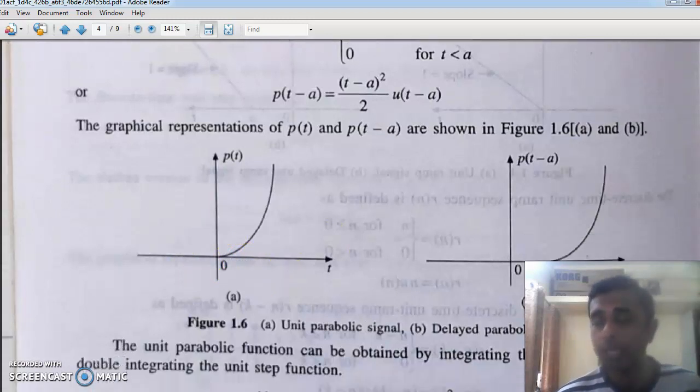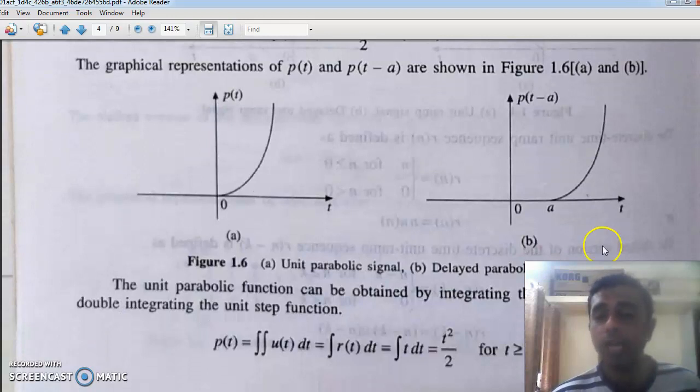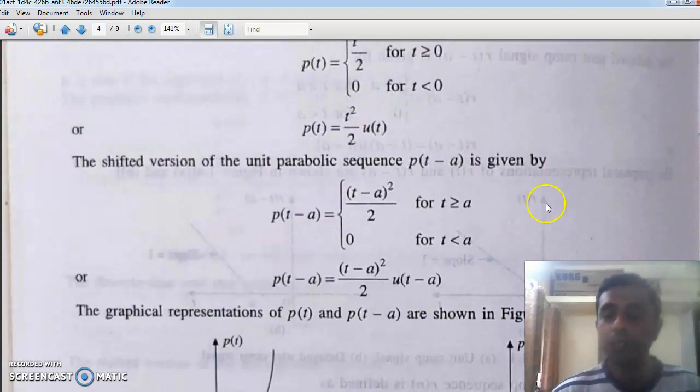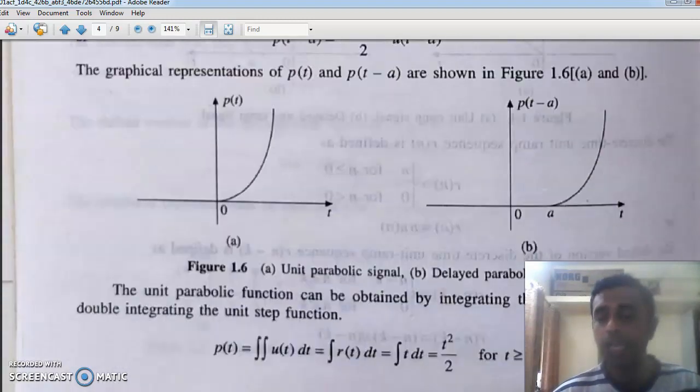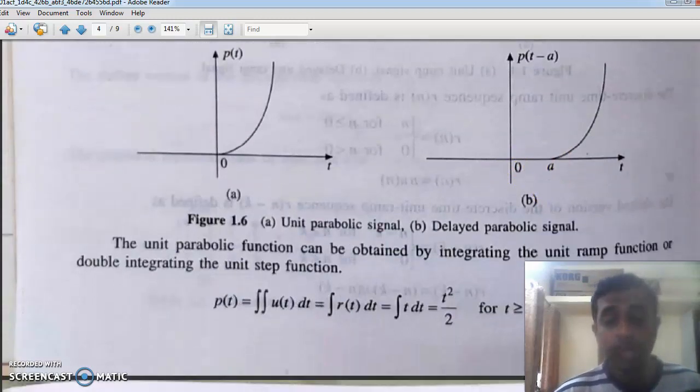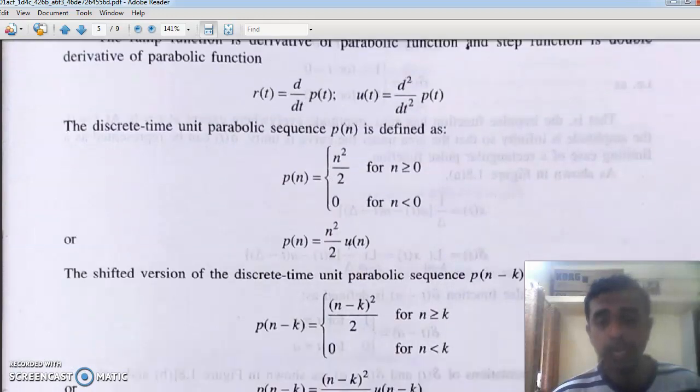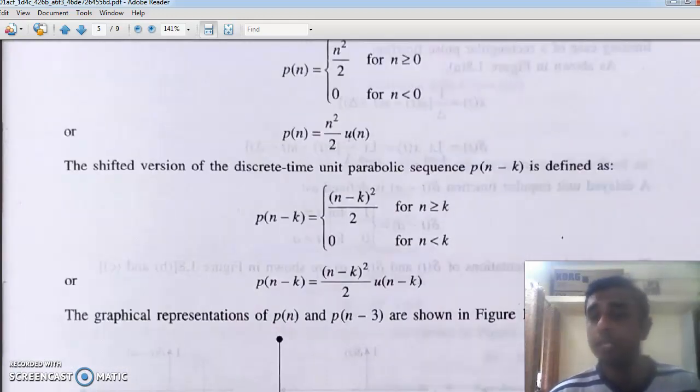Now you can see the next one, that is p of t minus a, where it is delayed by a seconds. So the starting point is where the argument is equal to 0. What is the argument? t minus a is equal to 0, that is t equal to a. So from a, the signal exists. That is how we have written that: for t greater than or equal to a, this value exists. For t less than a, there is no signal.